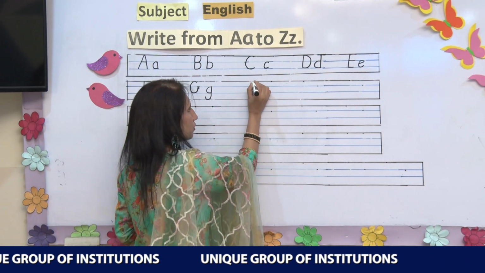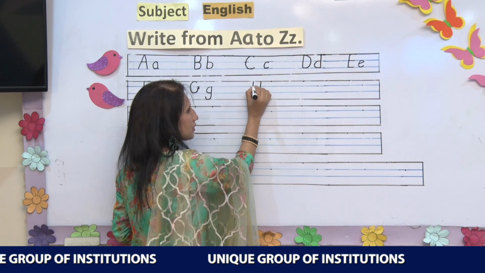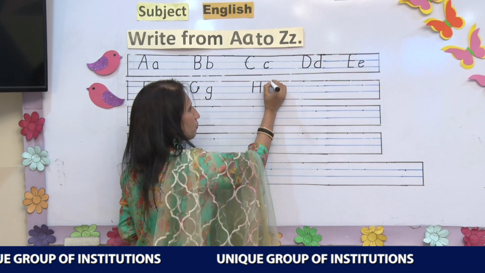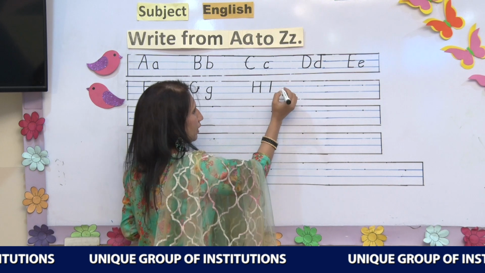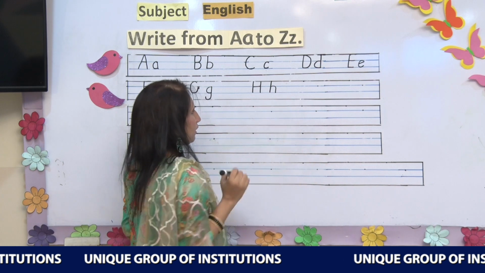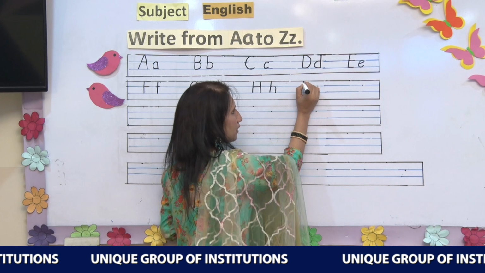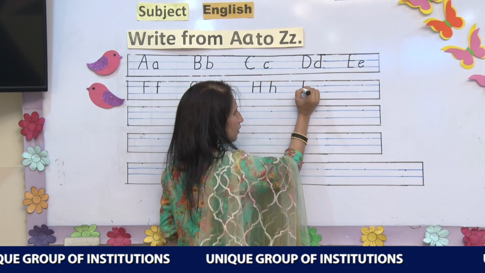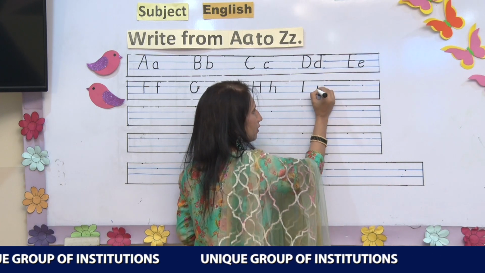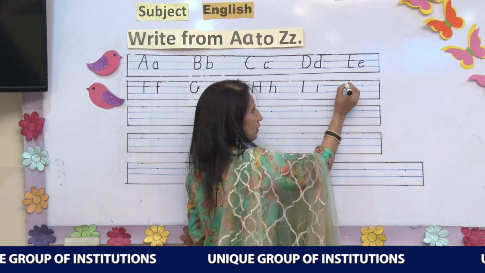After G we will write H, one standing line and other standing line, and then a sleepy line to connect these two standing lines. Then small h, again one standing line and a half curve and a standing line will make your small h. I will be written in the first three lines like this, and small i will be written in the two lines like this. Very simple.